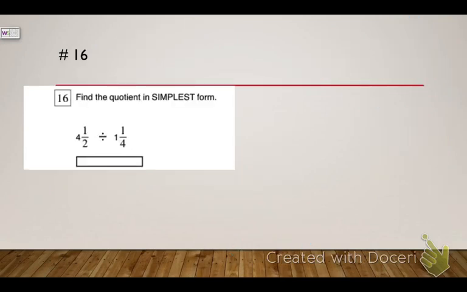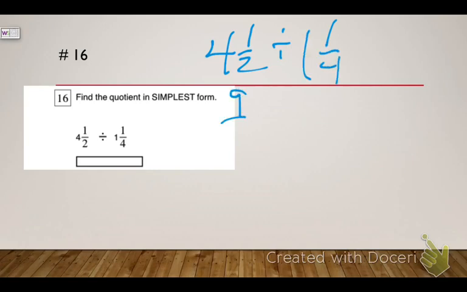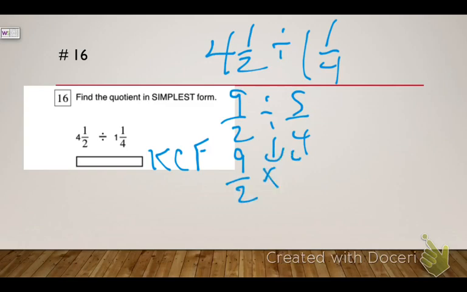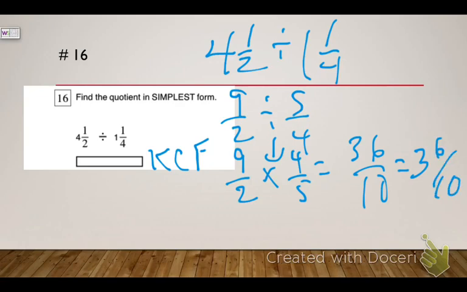Alrighty, kids. Number 16. I'm getting tired. I know you are too. A lot of work. 4½ divided by 1 1/4 is really 9/2 divided by 5/4. We do not multiply. Keep, change, flip. 9/2 times 4/5 equals 36/10, or 3 6/10. Kids, 6/10 is simplifiable by 2.